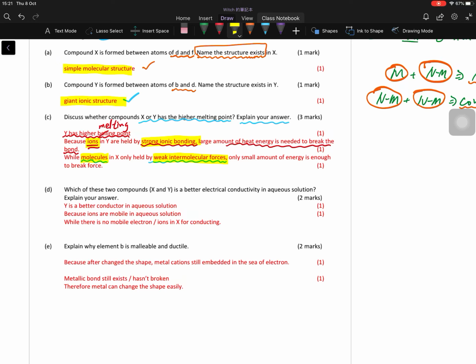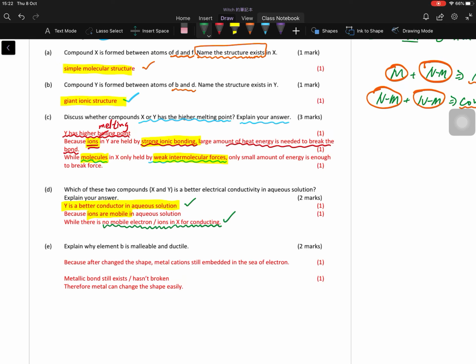Well, next one is about conductivity. Yes, the ionic compound will be a better conductor in aqueous solution, and the reason behind it, I think you know, is that the ions are mobile. But again, as a comparative question, you should tell me what's wrong with compound X. The reason is simple: they don't have mobile ions or mobile electrons for conducting. So this is the first point, and this is the second point.